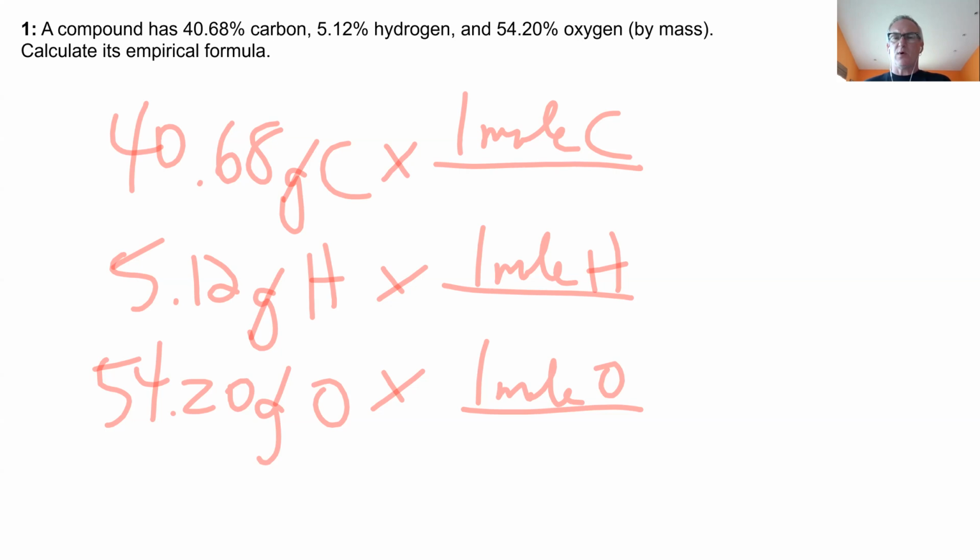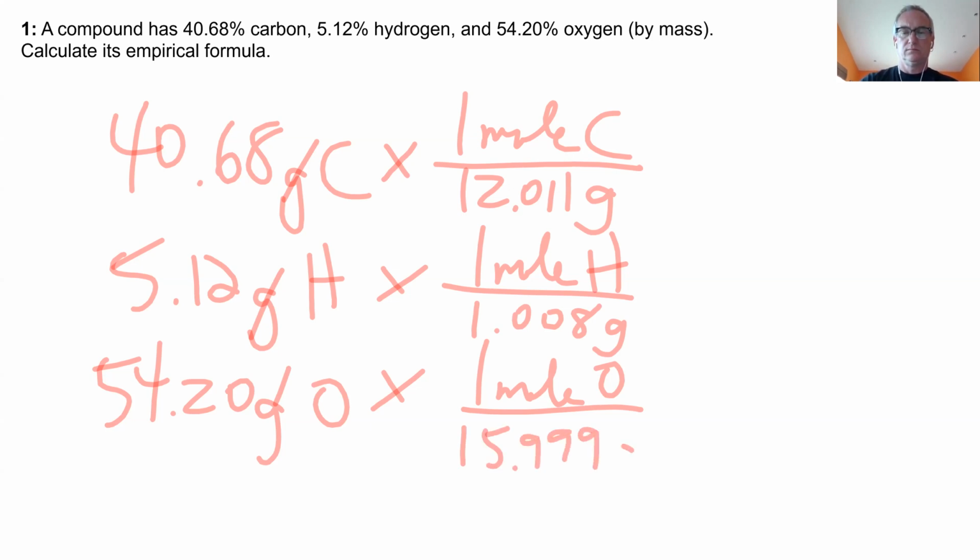So what's the mass of 1 mole of carbon? 12.011. Nope. Grams, right. 12.011 grams. What about hydrogen? 1.008 grams. And oxygen? 15.999 grams. So that will eliminate grams and leave us with moles, which is what we want.